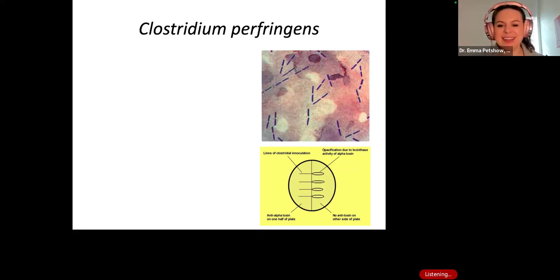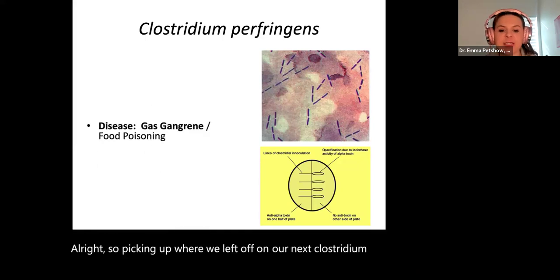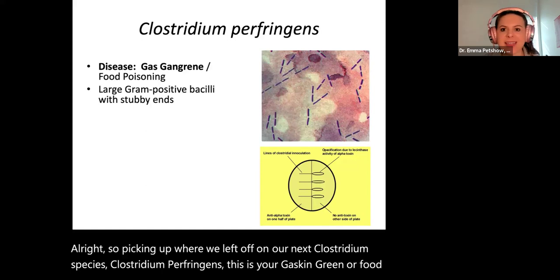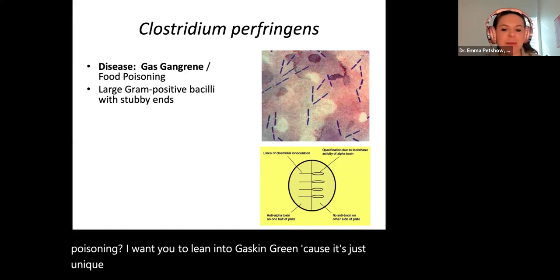All right. So picking up where we left off on our next Clostridium species, Clostridium perfringens. This is your gas gangrene or food poisoning. I want you to lean into gas gangrene because it's just unique. But these are large gram-positive bacilli.